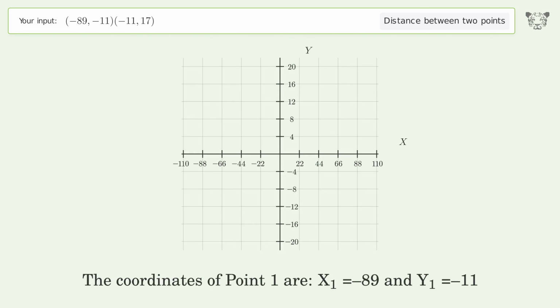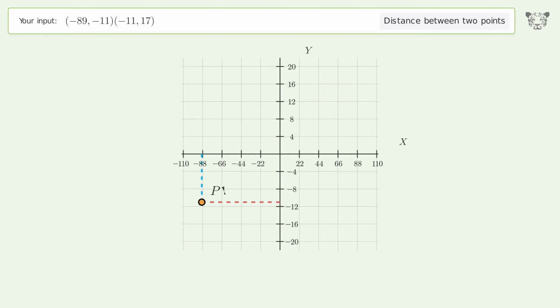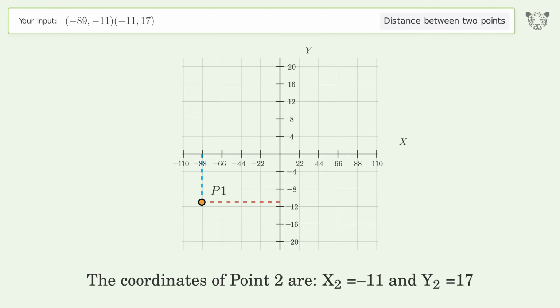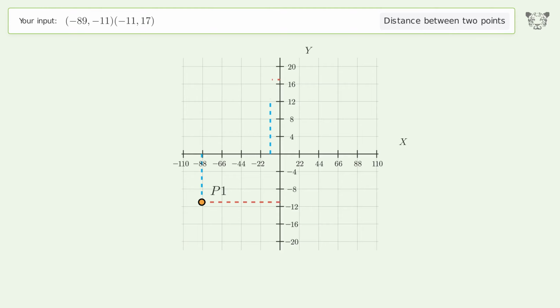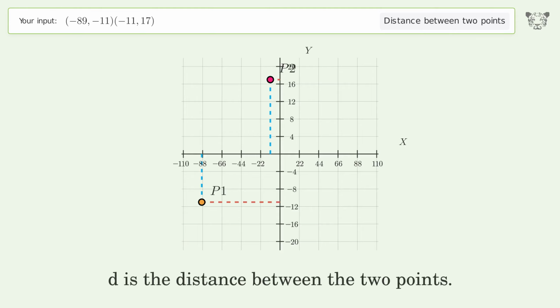The coordinates of point 1 are x1 equals negative 89 and y1 equals negative 11. The coordinates of point 2 are x2 equals negative 11 and y2 equals 17. D is the distance between the 2 points.